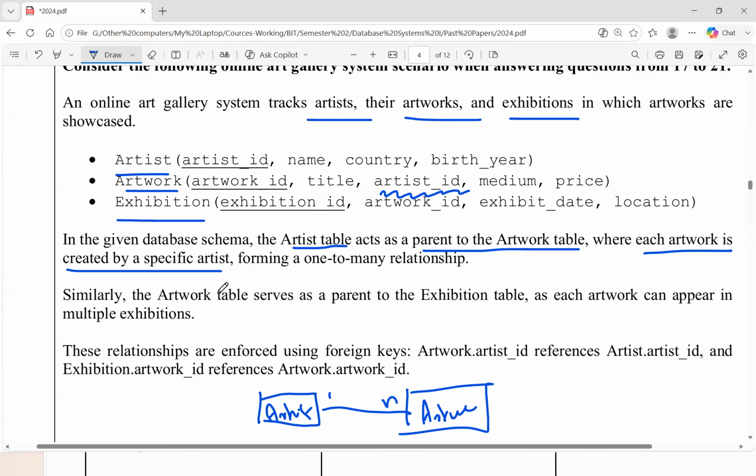Similarly, the artwork table serves as parent to the exhibition table. The artwork ID is there as a foreign key. That means one artwork can go into many exhibitions. That is, the artwork can be shown in several exhibitions, at different times. That is one to many. The foreign key goes on the many side. Similarly, the artwork table serves as a parent for the exhibition table as each artwork can appear in multiple exhibitions.